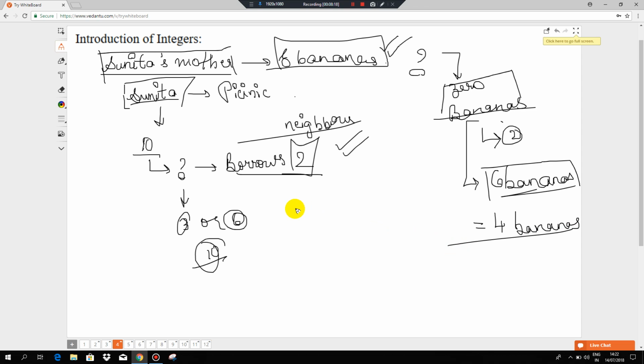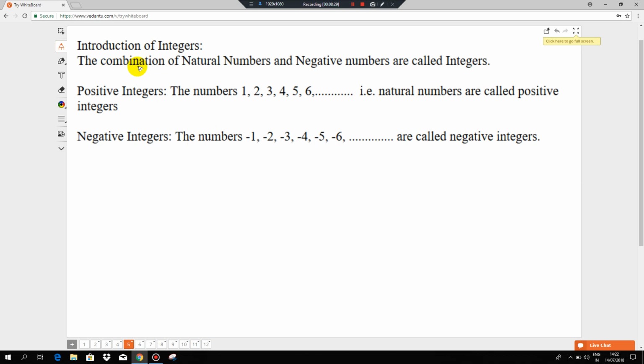So what have we introduced here? Integers. The combination of natural numbers and negative numbers are called integers. Positive integers are the numbers 1, 2, 3, 4, 5, 6, etc. Natural numbers are called positive integers. Negative integers, the numbers -1, -2, -3, -4, -5, -6, are called negative integers.